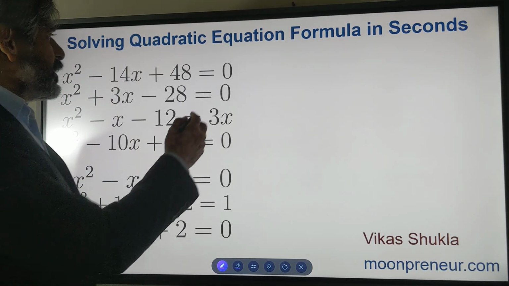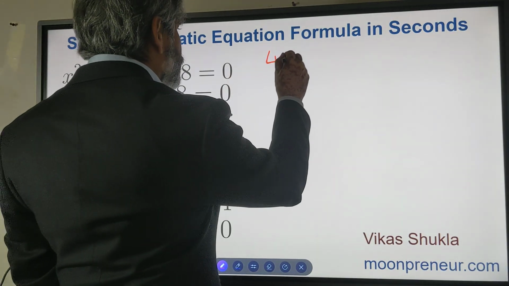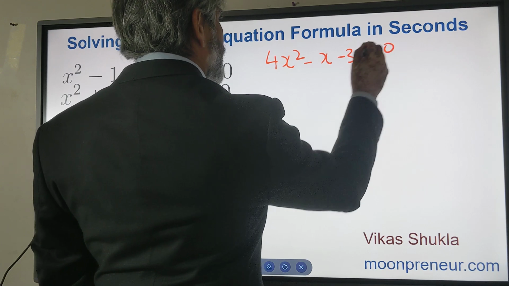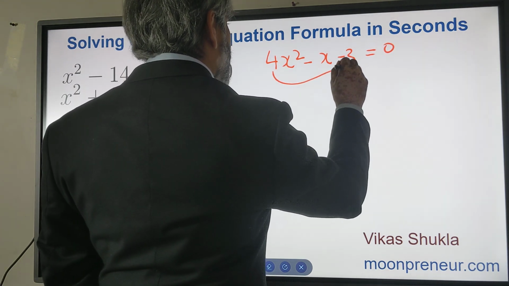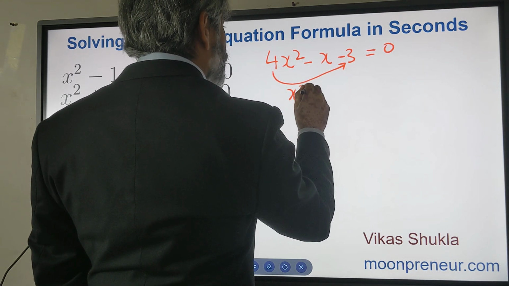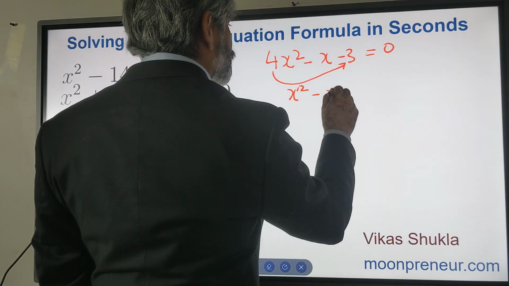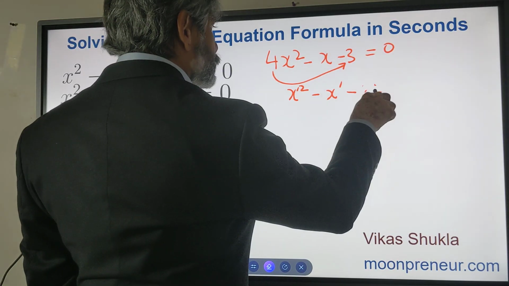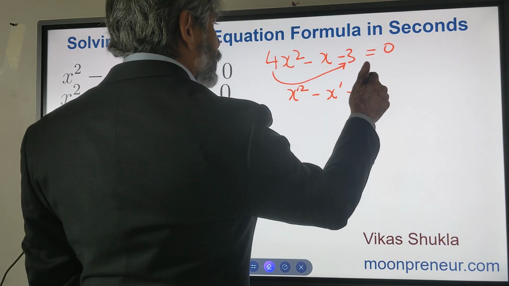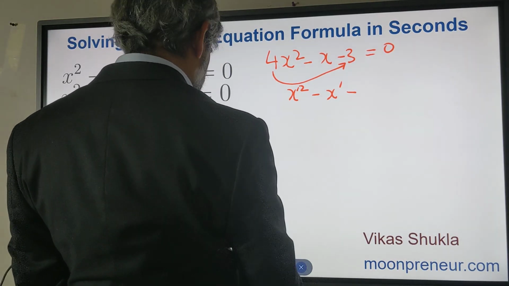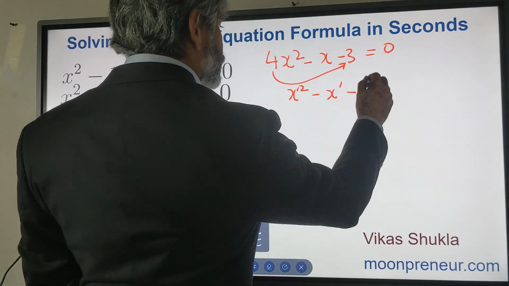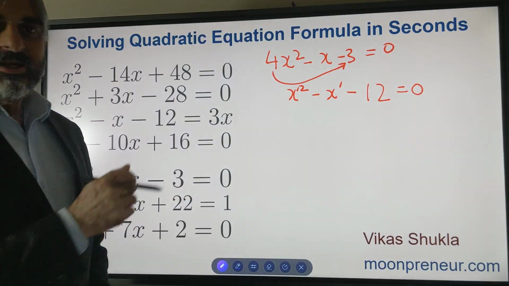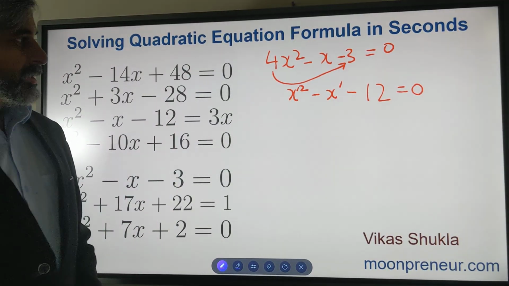In that case, the simple trick is this equation: 4x squared minus x minus 3 equal to 0. I transfer this 4 to this side, and let us say this new equation, I call it x dash squared minus x dash minus 12 equal to 0, and then I solve it the same way we did in the previous 4 questions.